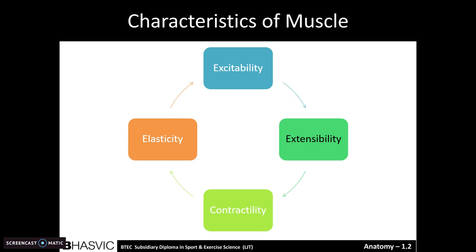Elasticity is the ability to bounce back or recoil to the original length of the muscle after it has been stretched. Contractility. Contractility is the ability of the muscle cells to vigorously shorten. For example, to flex your elbow, you would need to contract the biceps brachii and also the other elbow flexor muscles in the anterior arm.